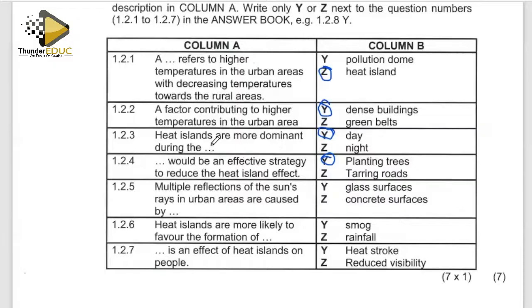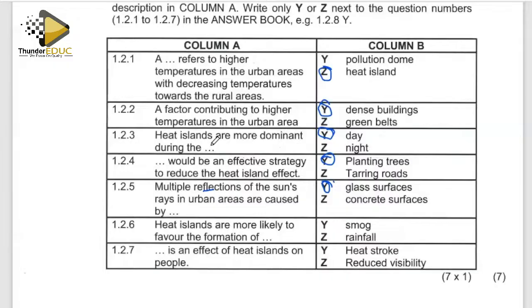Right, moving on to the next question, number 125. It says, multiple reflections of the sun's rays in urban areas are caused by multiple reflections. When we're talking of reflections here, we are worried about shiny surfaces. So the correct response is glass surfaces. Glass being a shiny material, it has a tendency of reflecting the heat. So it will reflect the heat. Concrete surfaces, they do absorb, they don't reflect.